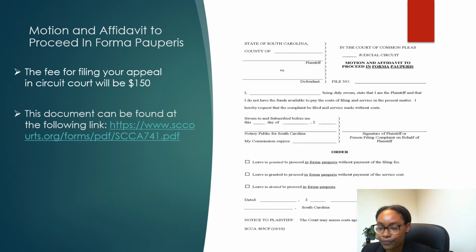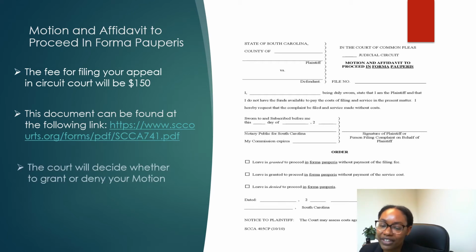And at the bottom, you can see here that the court needs to decide, of course, whether to grant or deny your motion. It is important to note that your appeal cannot be approved until this decision is made by the court. And so it's important that you keep that in mind moving forward, especially if you're limited on time. But just know that this is an option. If you cannot afford to pay the filing fee, you can file a motion and affidavit to proceed in forma pauperis.